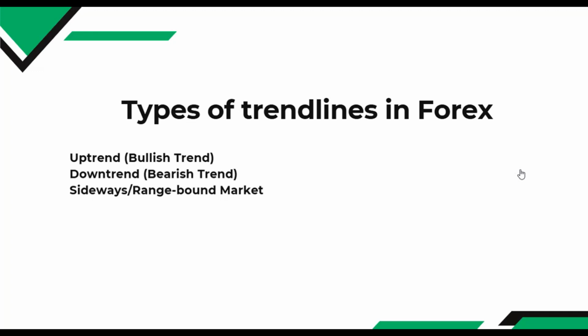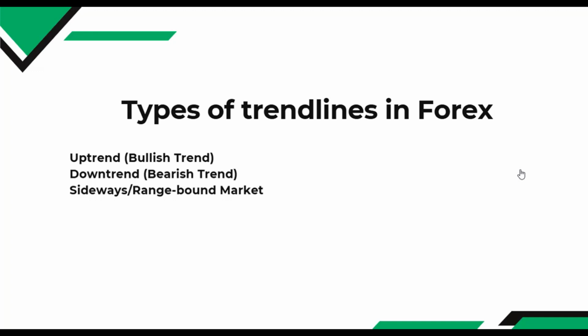Now, we have different types of trends in the forex market. Number one is the uptrend or bullish trend. Now, this is when the currency pair is making higher highs and higher lows. In this case, you will draw a trend line below the lows, showing a support line. Number two, we have the downtrend, also known as the bearish trend. Now, this is when the currency pair is making lower lows and lower highs. Here, you draw a trend line above the highs, showing a resistance line.